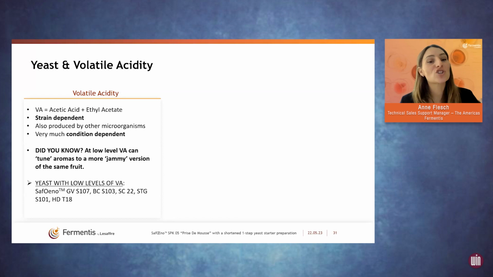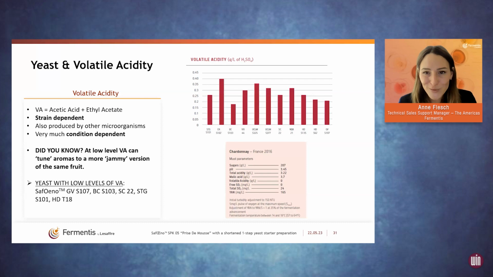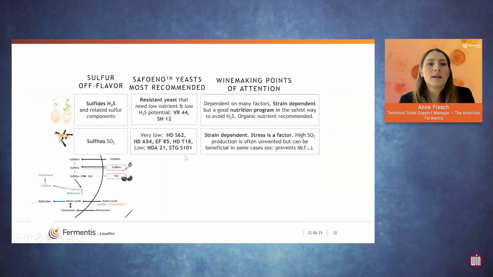So here are examples of yeast in our portfolio that produce low levels of volatile acidity. And I have, of course, a trial to highlight this, but you can see how different the production can be across strains in the same conditions. So if that's an issue for you and your wine, definitely consider selecting a strain that can help really prevent that. A resistant strain, such as BCS103, for example, can really help prevent production of VA in the first place.